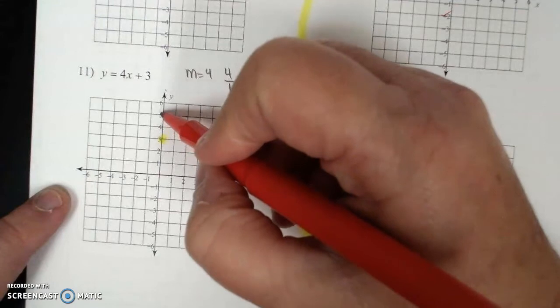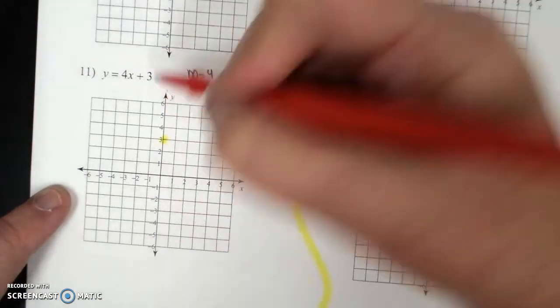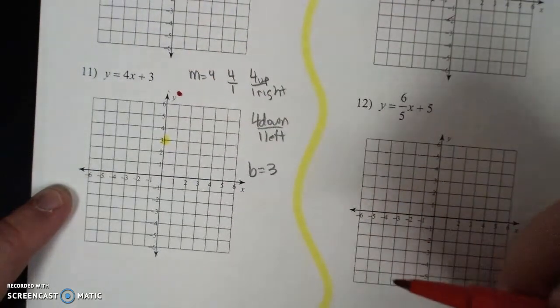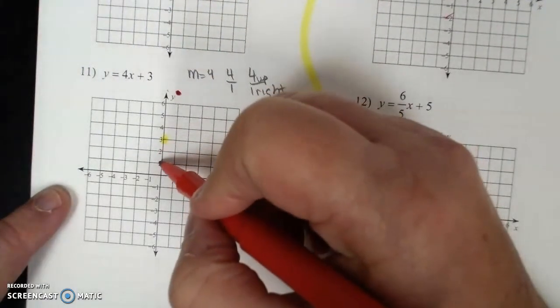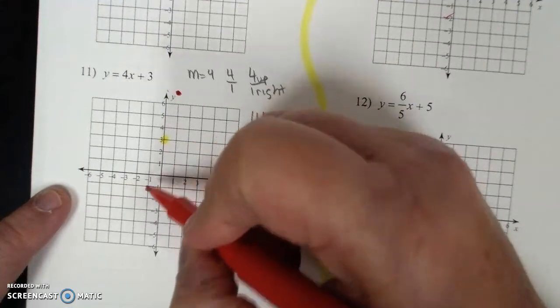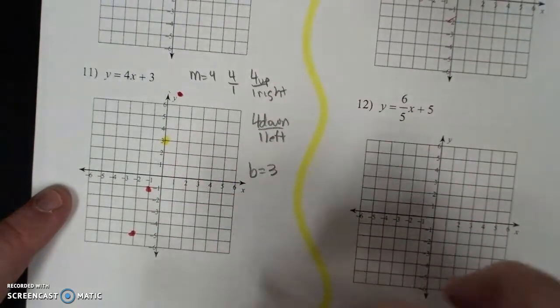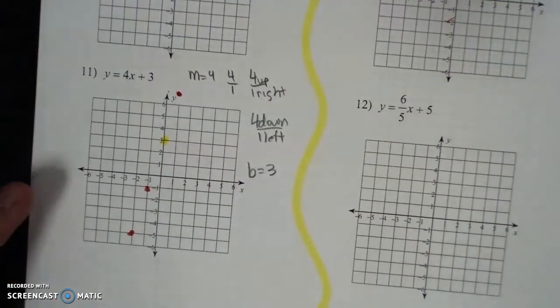4 up, 1, 2, 3, 4, it would be off the graph. I'm going to do it anyways, and I'm going to put it right there. And then 4 down, 1, 2, 3, 4, 1 left, 1, 2, 3, 4, 1 left. And so that would be my graph right there.